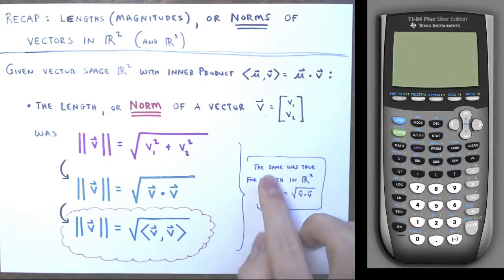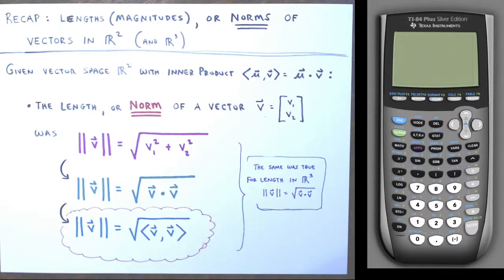And as I mentioned, this same formula would hold true if your inner product was the dot product for lengths of vectors, norms of vectors in R3. The magnitude or norm of v is the square root of the dot product of v with itself, or the inner product of v with itself. Again, I put a nice little bubble around this last one because it's going to be very important to us when we go to talk about norms in general inner product spaces.